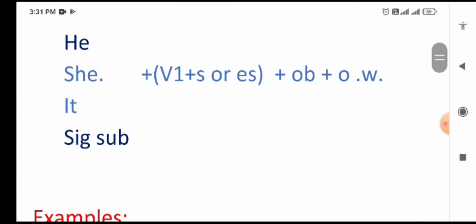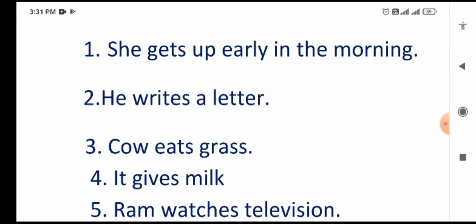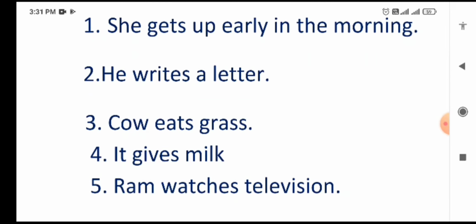But if your subject is he, she, it or a singular subject, then you have to use first form of verb with s or es plus object plus other words. Examples are: she gets up early in the morning, he writes a letter, cow eats grass, it gives milk, Ram watches television. Here note verb forms get, write, eat, give and watch use s or es with themselves.